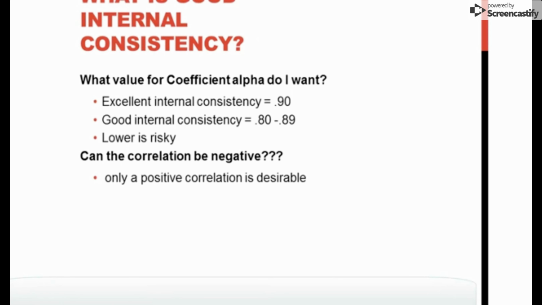So how do you know if you have good internal consistency? Well, you're hoping for a value that's at least 0.8. 0.8 to 0.89 is good internal consistency. Excellent would be 0.9, or of course above, all the way up to 1. Whenever you have a value lower than 0.8, that's considered fairly risky. These are unlikely to be strongly correlated at this point.